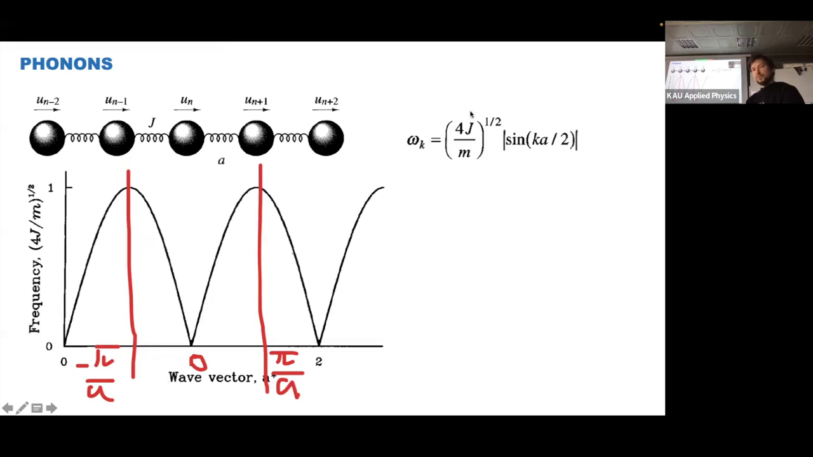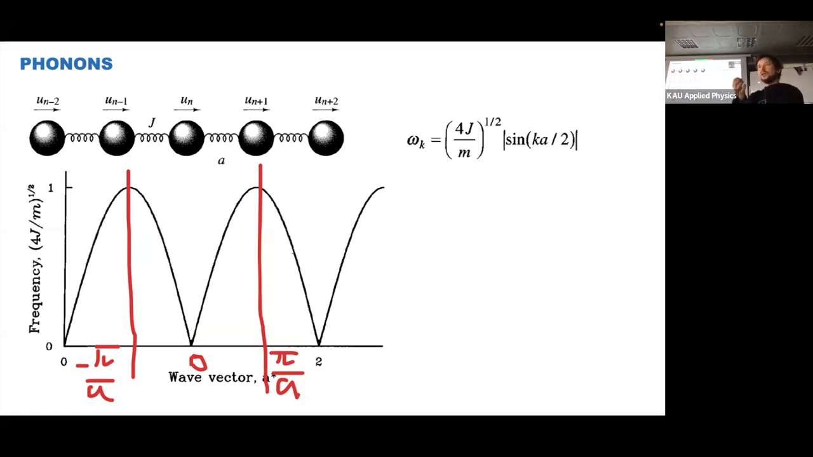What about the plot? We can plot this frequency. The frequency depends on k, and we'll get this plot. This is from the previous theorem. I wanted to remove it, but I thought I would have to draw it again. This is just a Brillouin zone. I just marked the first Brillouin zone. It's like a Brillouin zone for phonons.